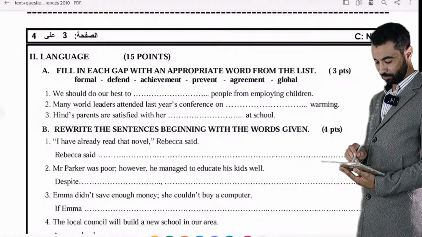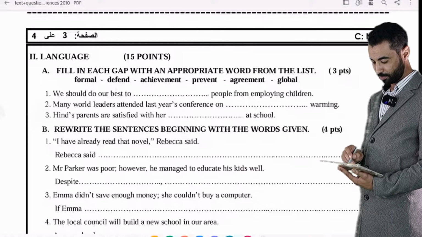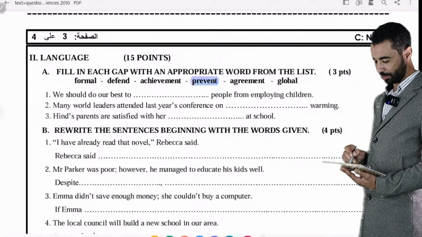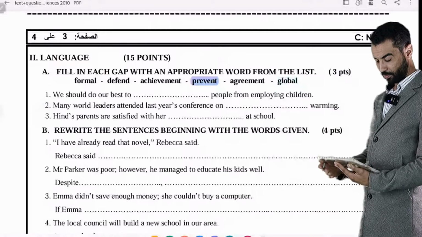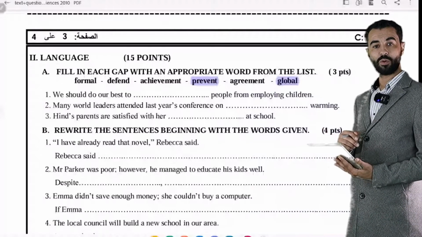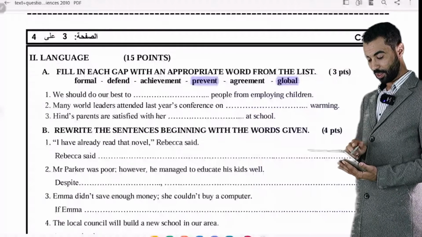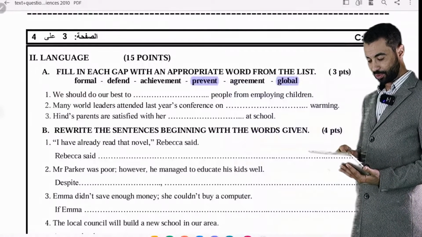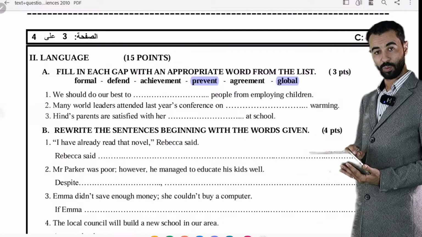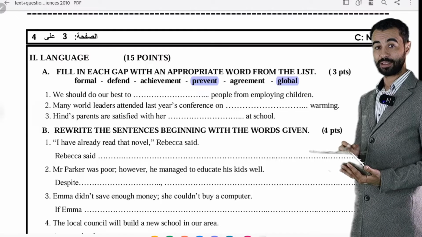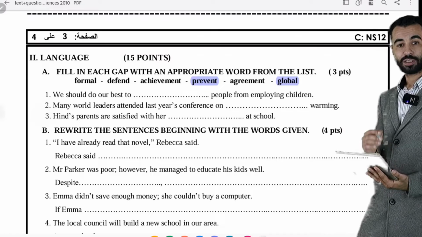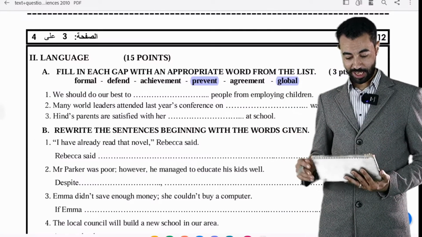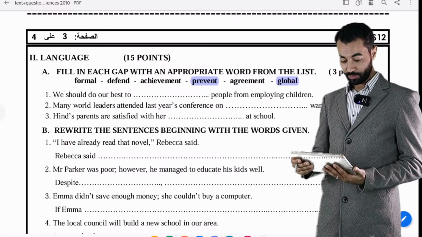We have used prevent. We used it, I'll highlight it. We used global. I'll highlight it too. So we're left with agreement, achievement, defend, and formal. You tell me. Hence, parents are satisfied. Satisfied means they are happy with what you did. With her at school. Defend, no. Formal, no. Agreement, that's not the case. We're left with achievement. Achievement is what you reach as a high standard or point when doing something. So we would say, with her achievement at school.